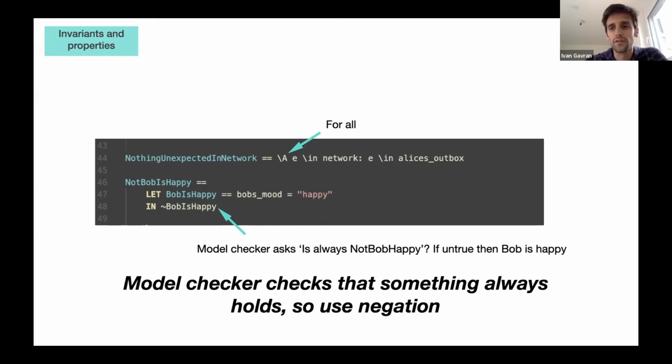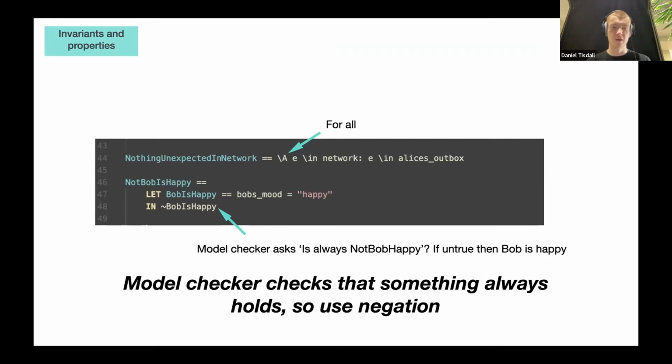Sorry, Daniel, one clarification question. The let construct here, is it just for illustration? Is it necessary? Would you be able to just write tilde and then brackets and Bob's mood equal happy or something like that? Absolutely, yeah. It's just for illustration because it's a very commonly used thing as you write bigger specs.